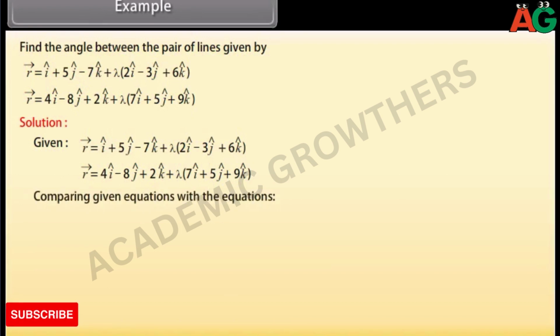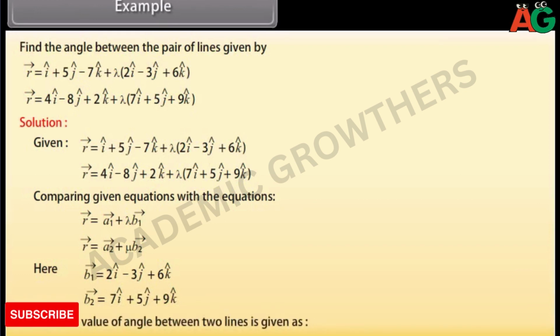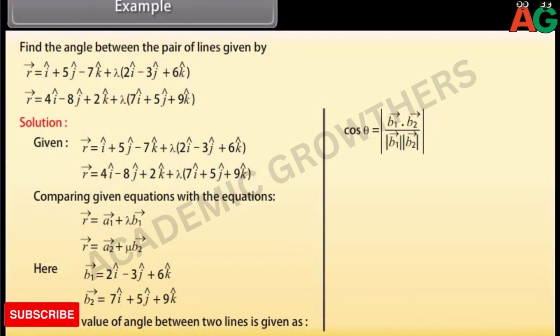Comparing given equations with the equations vector r equals vector a1 plus lambda vector b1, vector r equals vector a2 plus mu vector b2. Here, vector b1 equals 2i minus 3j plus 6k. Vector b2 is equal to 7i plus 5j plus 9k. Then the angle between two lines is given as cos theta equals modulus of (vector b1 dot vector b2) by (modulus of vector b1 into modulus of vector b2).